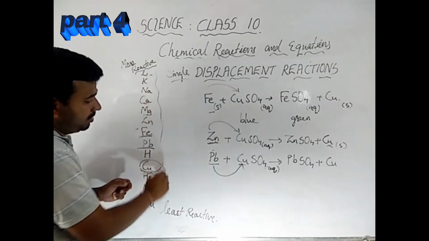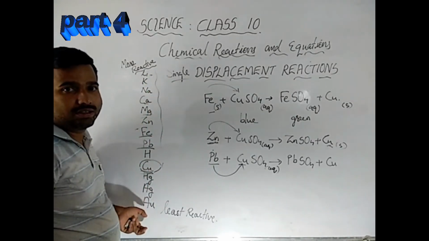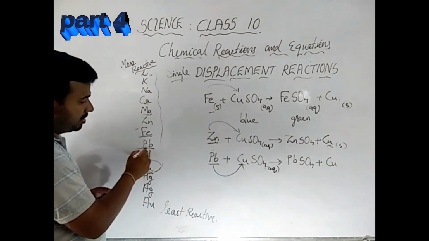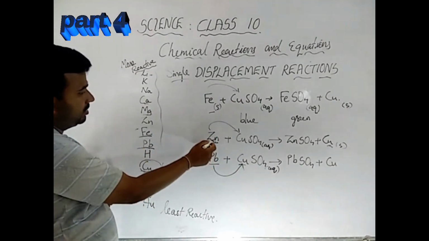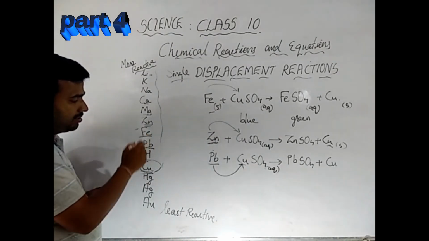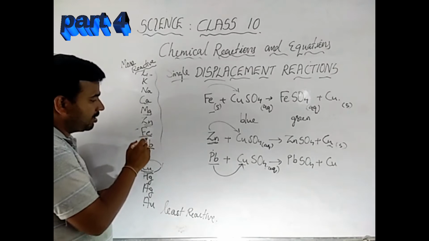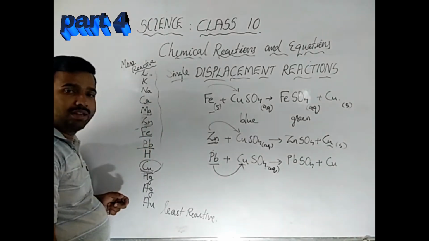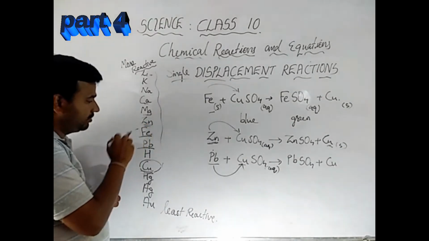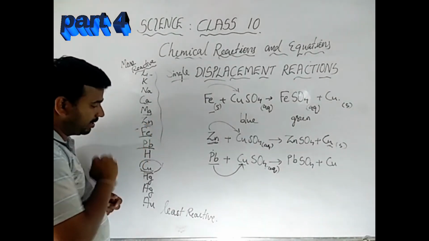So this reactivity series you need to remember. And similarly you can see lead. The position of lead is here, and the zinc. Look at the position of zinc. When you compare these three metals, zinc, iron and lead, which is more reactive? Yes, zinc is more reactive than iron and lead.